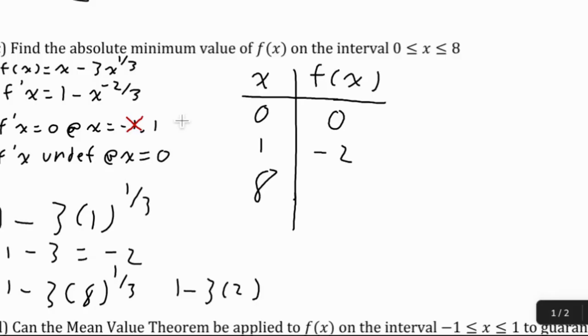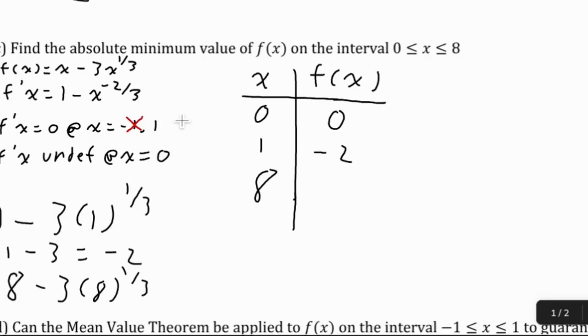Or sorry, not a 1. That should be an 8. 8 minus 3 times cube root of 8. I was just testing you guys, don't worry. I knew it was wrong. So 8 minus 3 times the cube root of 8, which is 2, and then 3 times 2 is 6. So 8 minus 6, it gives us 2. So we have 2. And we can see here that the lowest value is -2. So we can go ahead and answer the question.